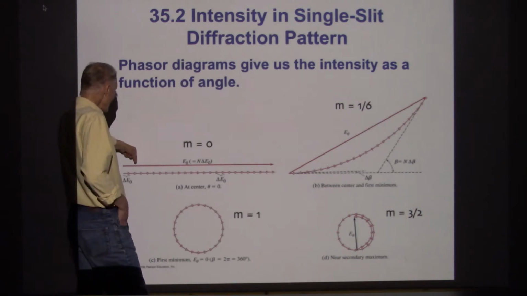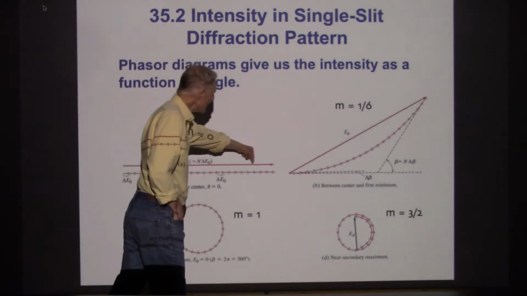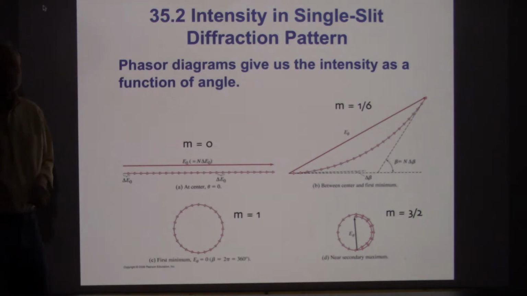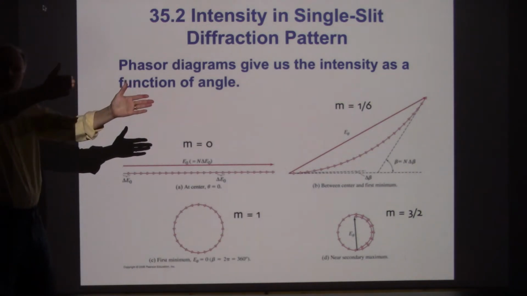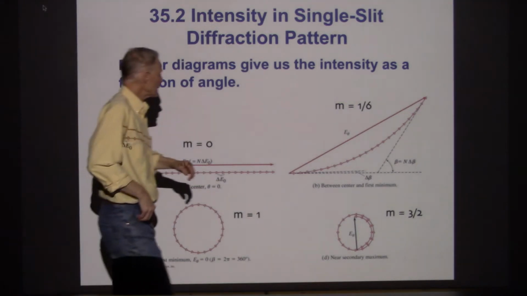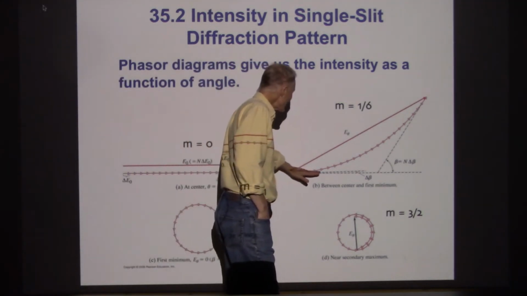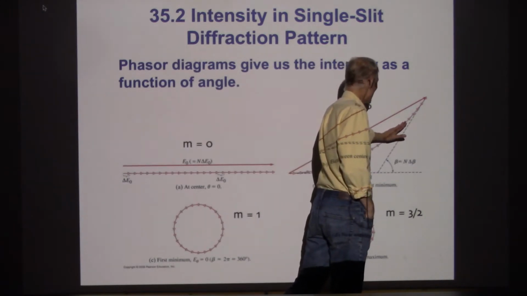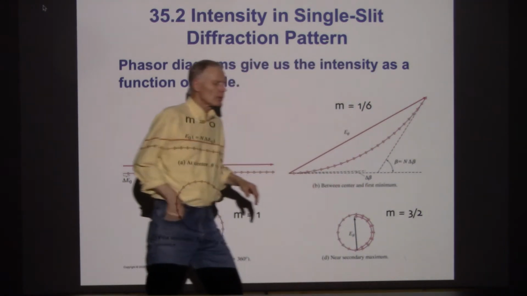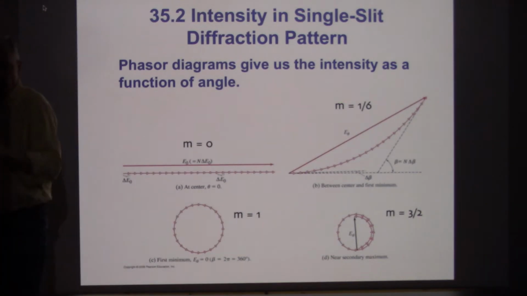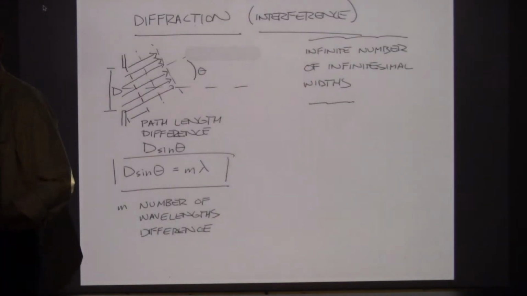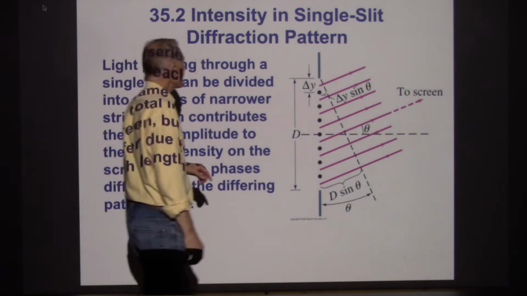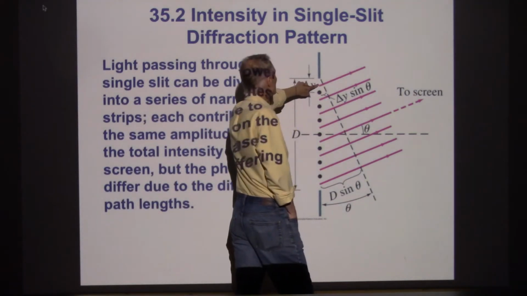If I'm looking straight ahead, everybody lines up, and that gives me the largest amplitude, and that gives me the largest intensity. But when I start to look a little bit away from that center location, then they don't quite end up in phase with their neighbors. Every path, when I look from one path to the next, let's take a look at the picture here. A better picture. There we go.